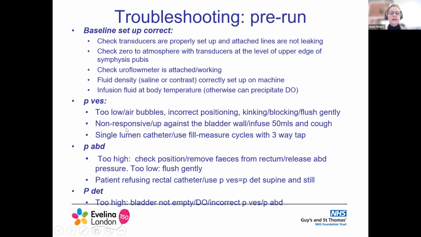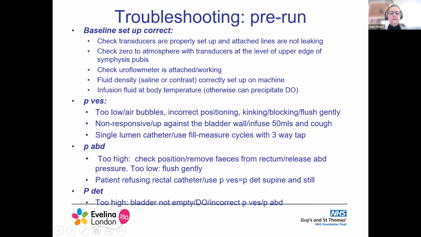Sometimes you only have the luxury of a single lumen, for example, a suprapubic catheter, or one of your Cystofix suprapubic catheters is blocked. And then you can actually use a single lumen study using a fill and measure cycle on a 3-way tap. So you would fill 10, 20, 50 mils, depending on your bladder capacity, and then switch your 3-way tap to measuring. That needs careful annotation on your study.